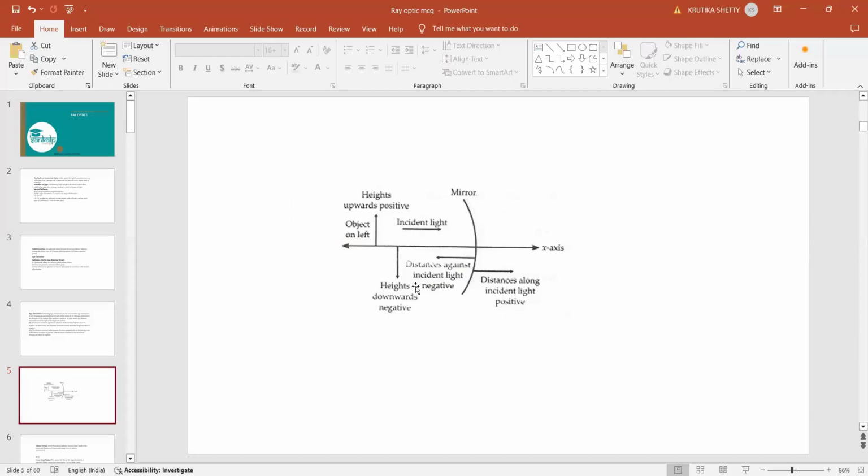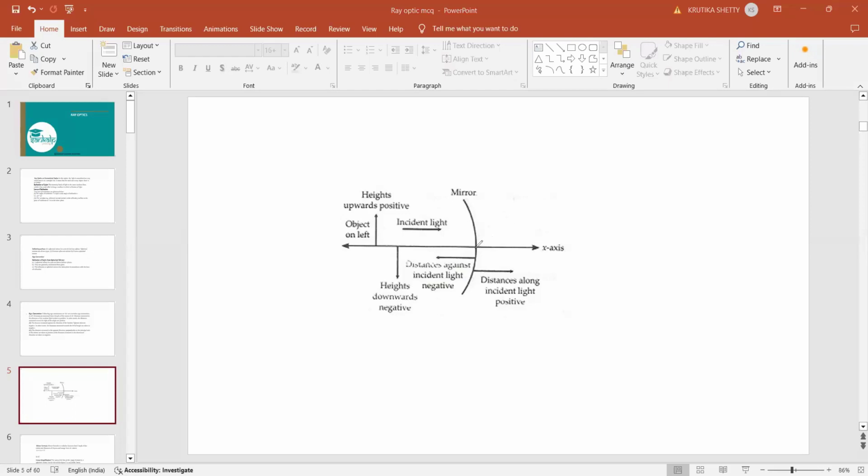Then next, the sign convention. So in the sign conventions, mainly we have 4 points. The first point is that all the measurements are done from the pole. So the pole is like an origin. Then after that, right side measurements are taken as positive. The left side measurements are taken as negative.